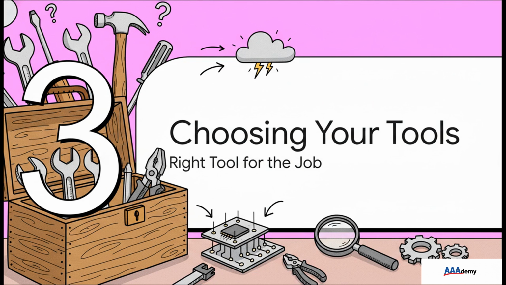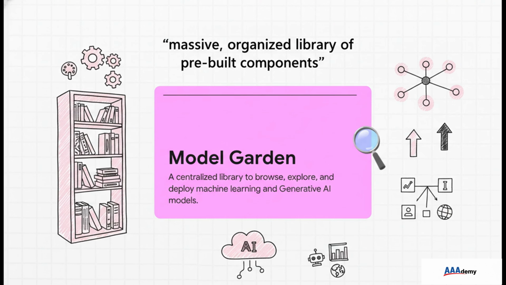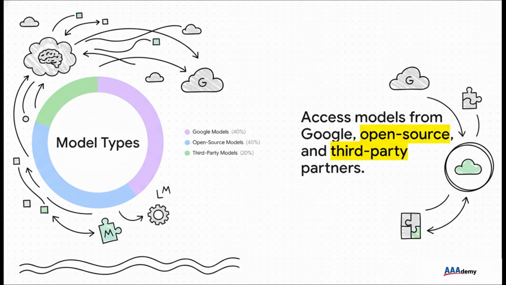Okay, so we're at the workbench. Now it's time to open up the toolbox, right? Every job needs the right tool, so let's see what specialized options we have. The first place you're probably going to look is what's called the model garden. Honestly, you can think of it like a giant, super organized hardware store for AI models. It's this one central place where you can browse, discover, test out, and then immediately deploy a ton of different models for your project.